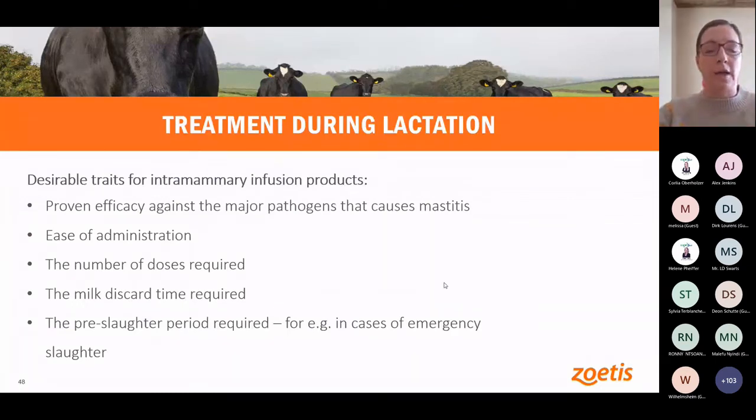All right, so when we look at intramammary infusion products, once again, it must be the correct product for the infection. How easy is it to administer? What are the doses required and the time between doses, and does it fit in with the production system? In other words, twice a day milking versus 3 times a day milking, etc. What is the milk discard time required? That is also very important. And then I've put pre-slaughter period in here. Obviously, we're working with dairy cows, but this is for, let's say, cases of an emergency slaughter.